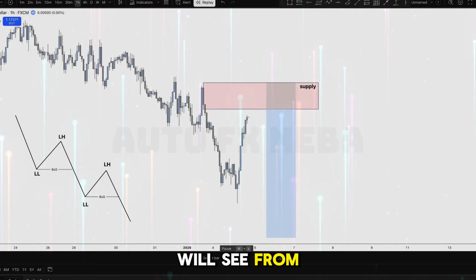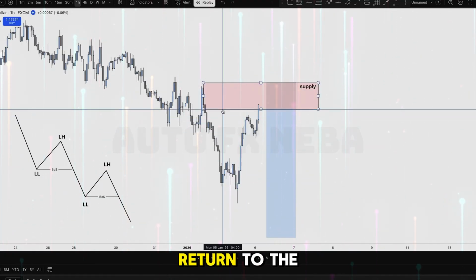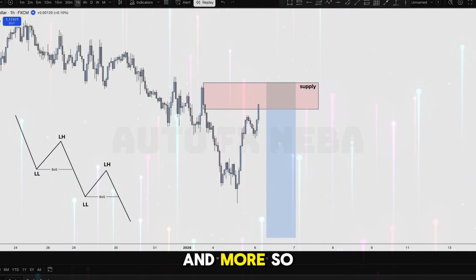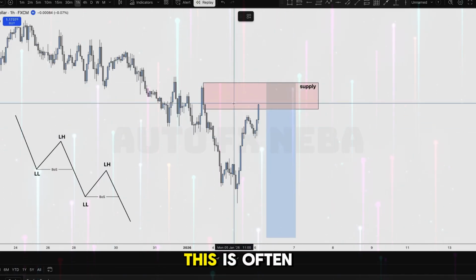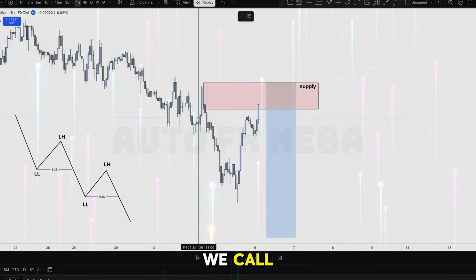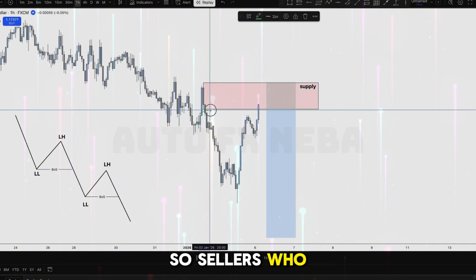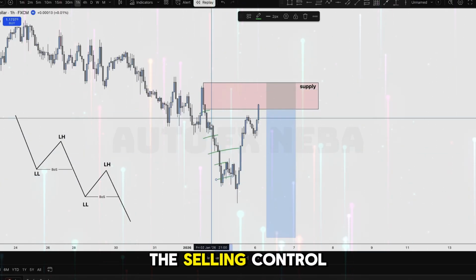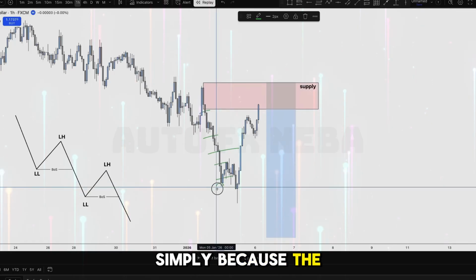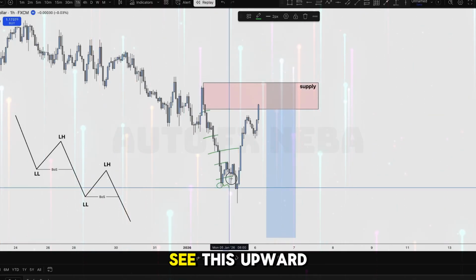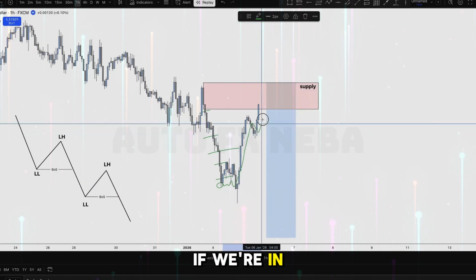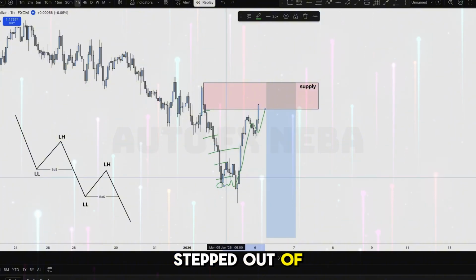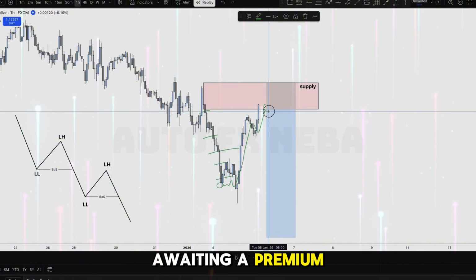Now, what you will see from the market a lot of times is we return to the supply zone. This is basically the short-term buyer control. More so from a buy perspective, this is oftentimes just what we call relief or exhaustion from sellers. Sellers who got in here will have some taking profits here, and so on. Eventually, the selling control will dry up simply because the sellers in the move have gotten out. So when we see this upward move taking place, if we're in a downtrend, it's less so that buyers are incredibly strong and more so that sellers have stepped out of the market with a profit and are now awaiting a premium price to be re-met.